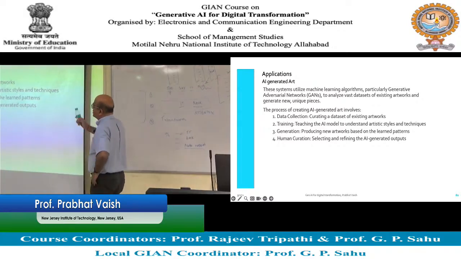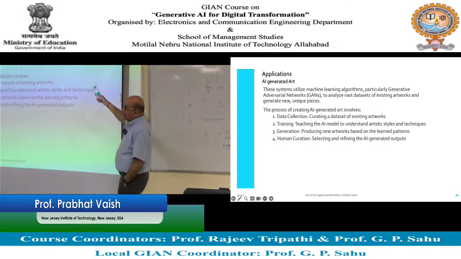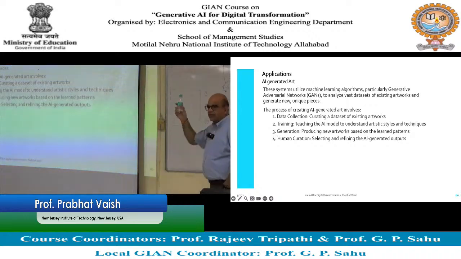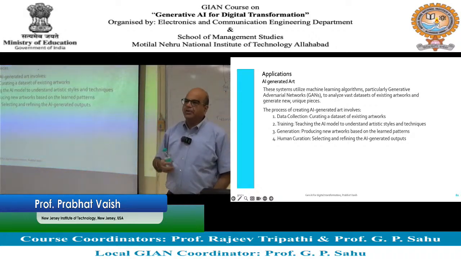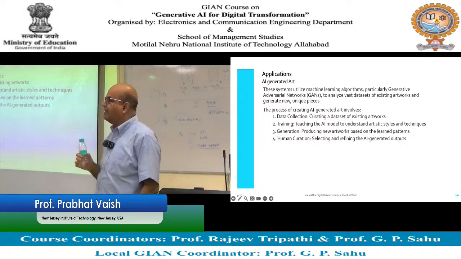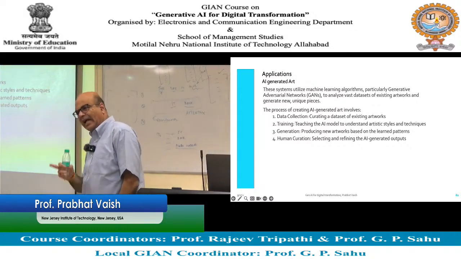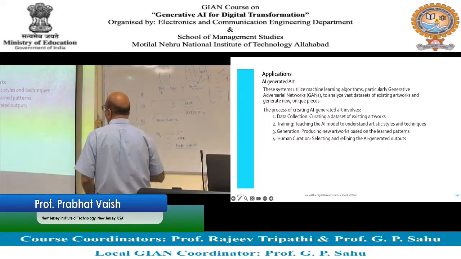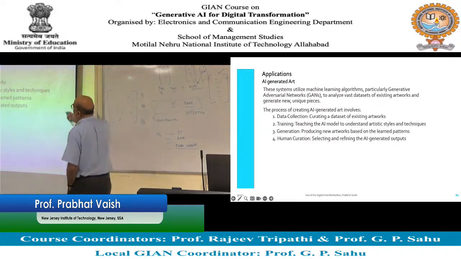AI generated arts, generally using GANs, because what's going on is that the generator generates based on the input and the discriminator evaluates how good it is, and it keeps on going, criticizing, till it gets an optimized output, right?